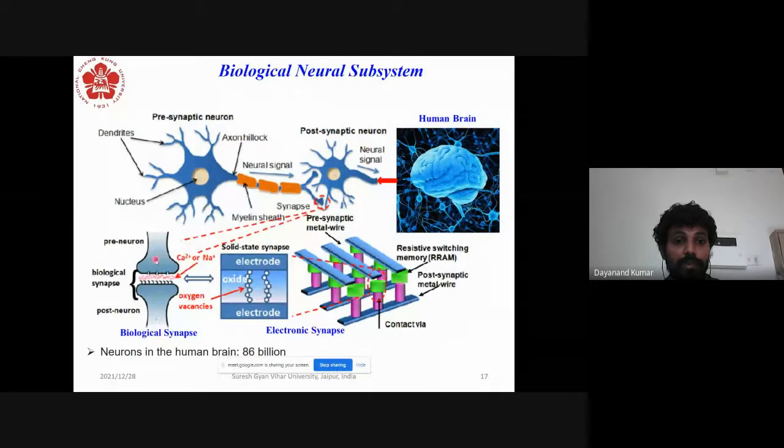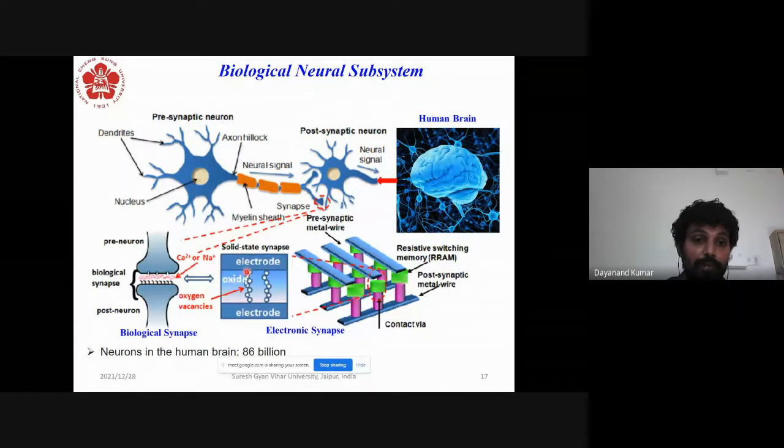Because if you see, here is the presynaptic neuron and the postsynaptic neuron. In our electronic synapse also, this is the presynaptic neuron and the postsynaptic neuron. We can use these two electrodes, and here is the channel. The channel is due to oxygen vacancy or oxygen ion movement. So the working principle is the same as the artificial synapse, so we can correlate them to each other. That's why RRAM is the only choice to replace the biological synapse with an electronic synapse.